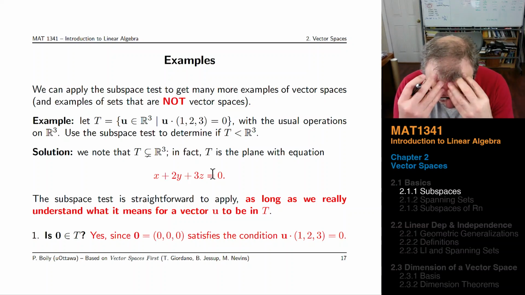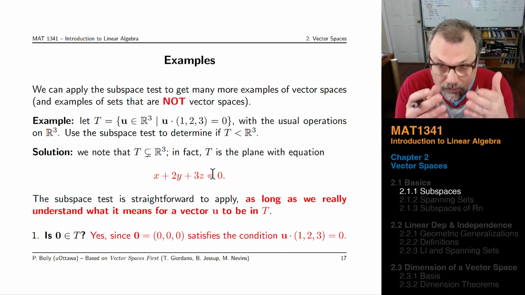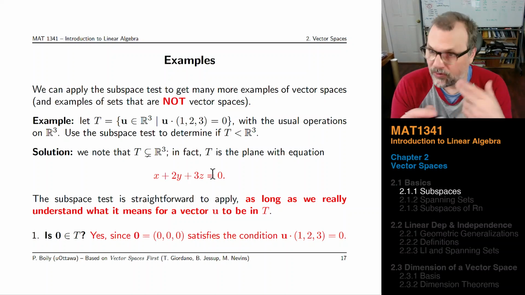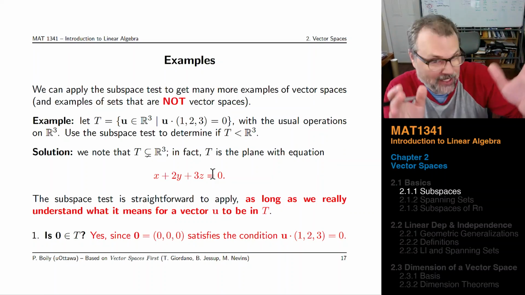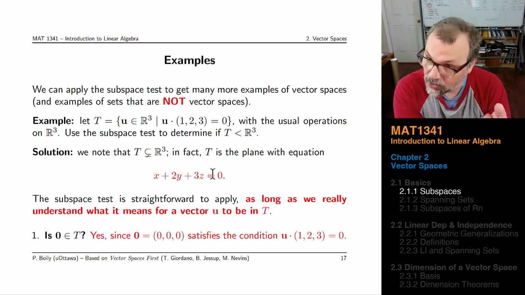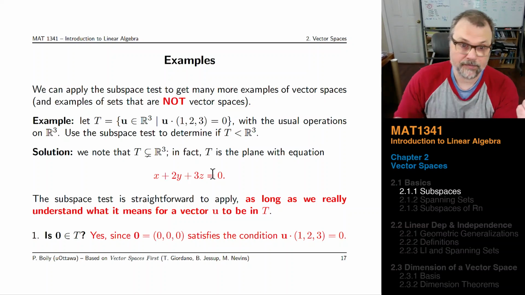Now, as long as you truly understand what it means for a vector to be part of a set, for u to be part of T, for v to be part of W, whatever your set is, then the subspace test is easy to apply. If you don't understand what it means for a vector or an object to be part of a set, you're straight up not going to have a good time trying to use the subspace test. But that's true in general of mathematics. You need to understand what it means for an object to be part of a set.